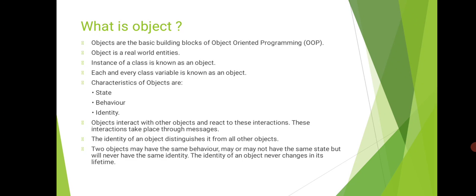So objects are nothing but real world entities. They are instances of a class, and each and every class variable is called an object. So objects have their own characteristics. Okay, right? An object is an instance of a class. Objects are also called instances of a class. Instance means, as you know, allocating a sufficient amount of memory space for the data members of a class.